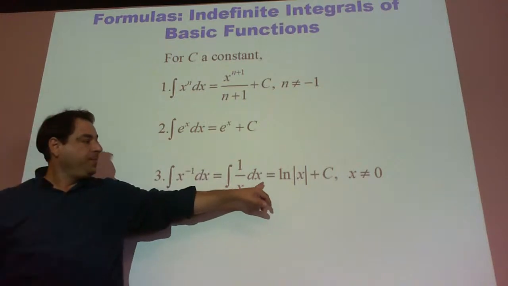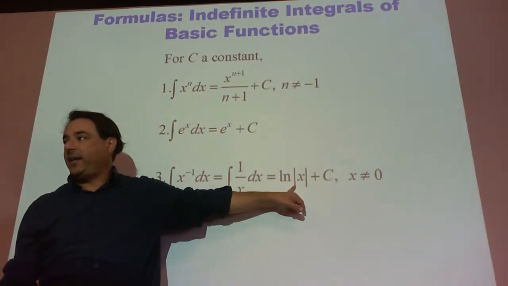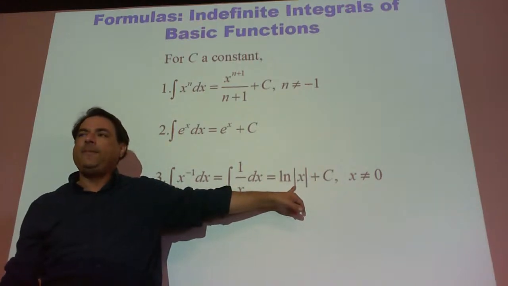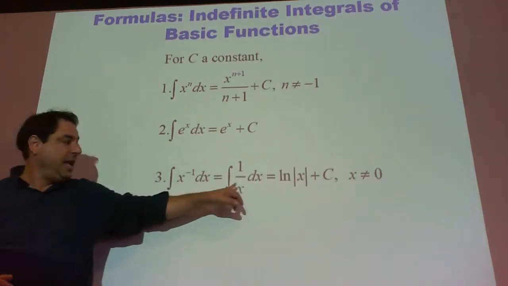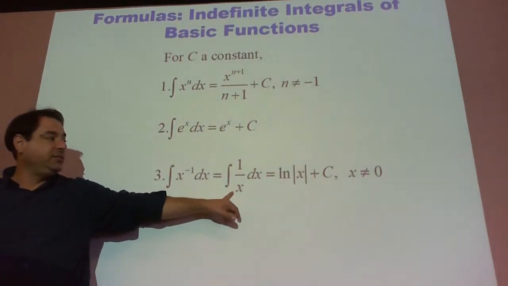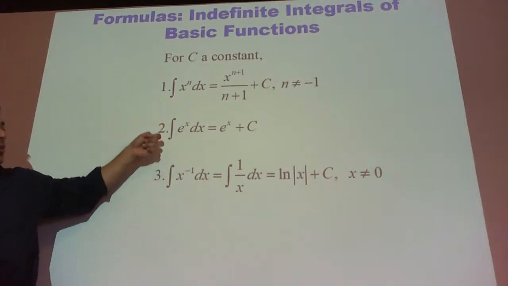The integral is ln absolute value of x. Ln absolute value of x. Anybody wondering why? Remember, when we did the derivative of ln of x, the derivative of ln of x is 1 over x. And that's what x to the negative 1 is. Okay? So these two you want to note.